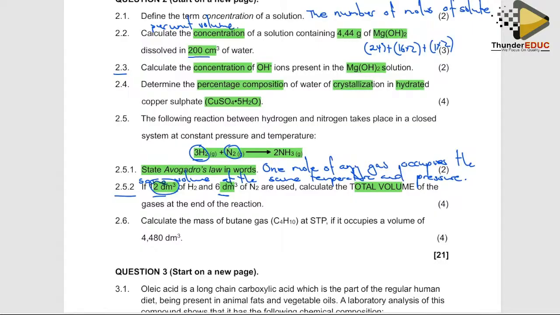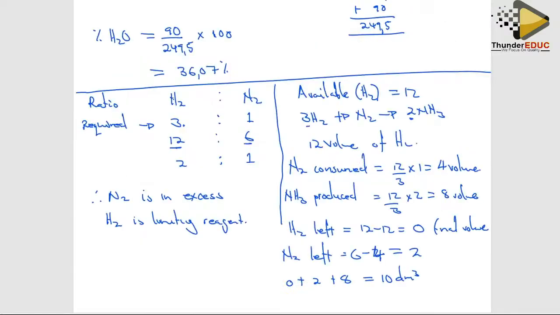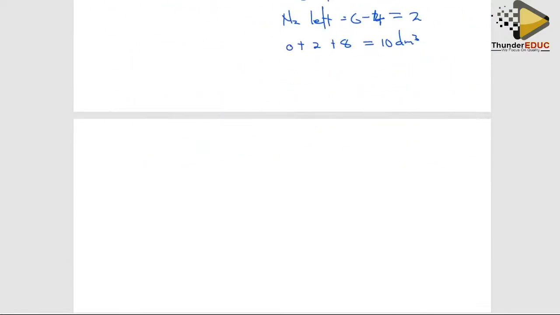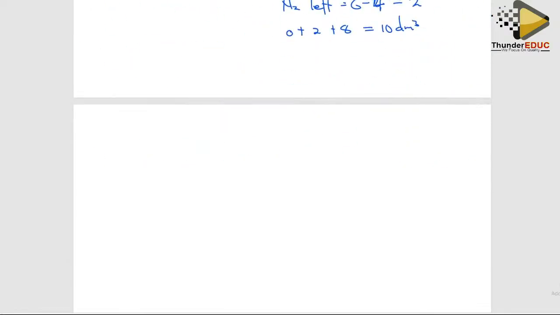They're saying calculate the mass of butane gas, C4H10, at STP if it occupies a volume of 4,480. Therefore, in terms of this, what am I having? I'm going to start by saying the number of moles. Allow me to use this page again. So I'm going to say the number of moles of what? So I'm going to calculate C4H10.